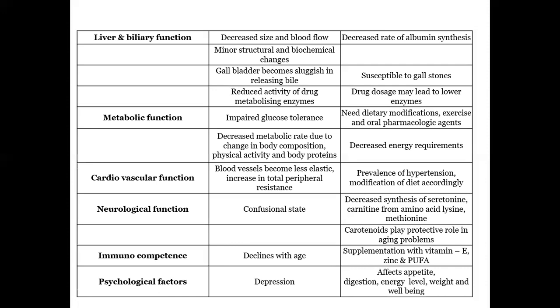Coming to the immune system, of course the immune system declines with age. It's very good if you can supplement with vitamin E, zinc, PUFA, that is polyunsaturated fatty acids, that is omega 3, etc. So all these are very helpful when it comes to the immune system.